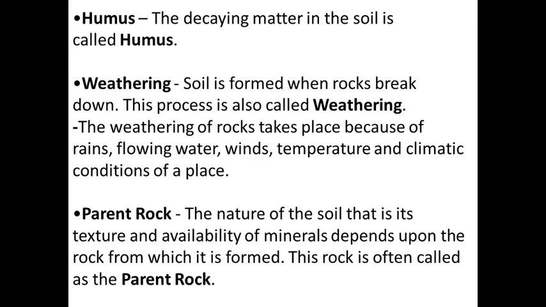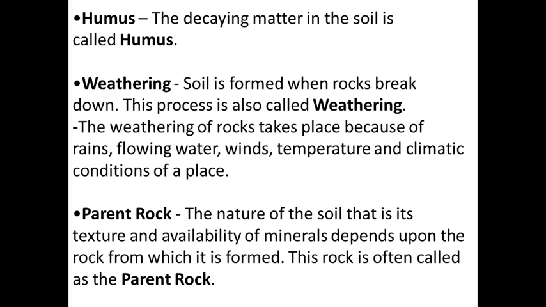Then we have learned about humus, weathering and parent rock. Humus means the decaying matter, the dead remains of plants and animals. It is known as humus, which makes the soil fertile. Next we have learned about weathering. Weathering is a process in which soil is formed from the rocks. The rocks are broken down into smaller pieces, and that process is known as weathering. For weathering, many reasons are there, like rain, flowing water, wind, temperature and the climatic condition of a place.